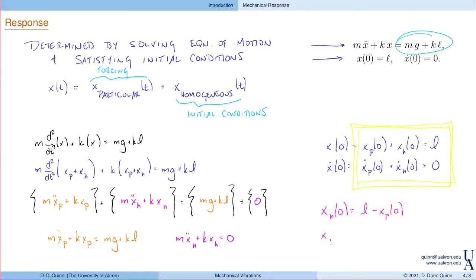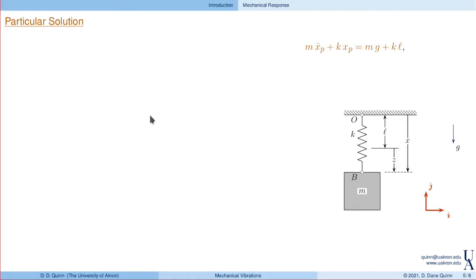And likewise, the initial velocity of the homogeneous solution is going to be 0 minus whatever the initial velocity of the particular solution was. So if I can satisfy these two pieces, the thing in orange and then this stuff in pink, then I have a solution to this equation, because I've gotten the equation and I've gotten the initial conditions down. Let's look at the particular solution first.